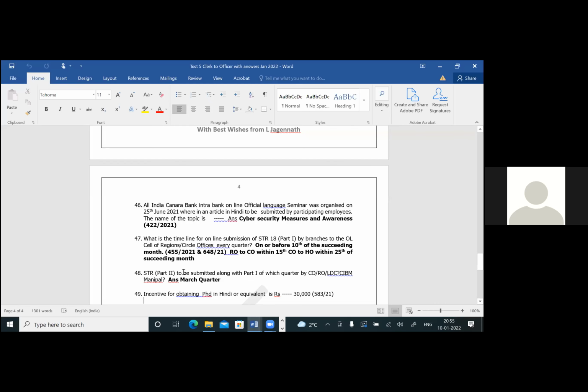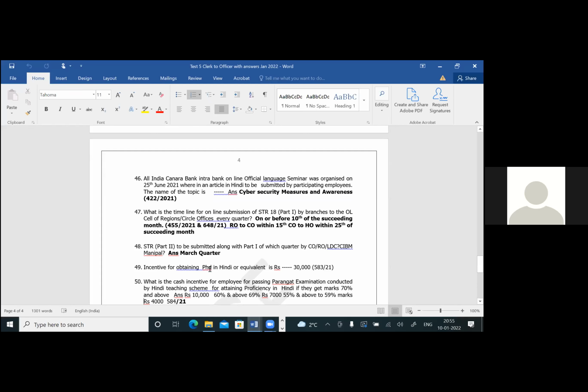Okay, sir. Then STR 18 Part 2 to be submitted along with Part 1 of which quarter? Who has to submit? Circle office to submit Part 2, regional office to submit Part 2, LDC, that is Learning and Development Center, the earlier name was RSTC. LDC to submit, then CIBM Manipal Apex Training College to submit Part 2 along with Part 1 only for March quarter.